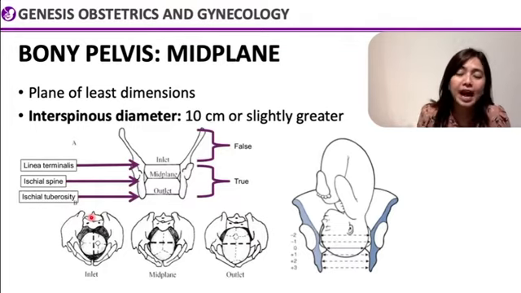This is the reason why your head has to undergo internal rotation. Mamaya papakita ko sa inyo, i-describe ko sa inyo through the cardinal movement of labor, bakit internal rotation yung makaka-overcome itong plane of least dimensions. That's how the fetal head negotiates into the birth canal by doing internal rotation, okay? So ang anatomic landmark natin for your midplane are your ischial spines.